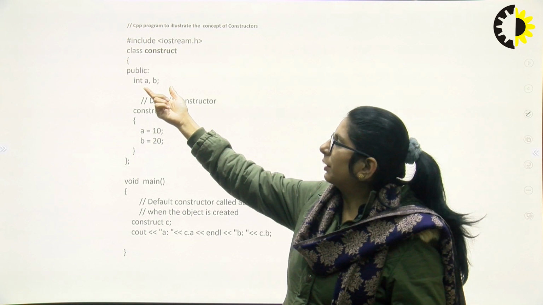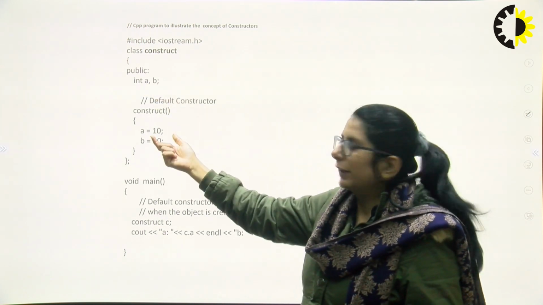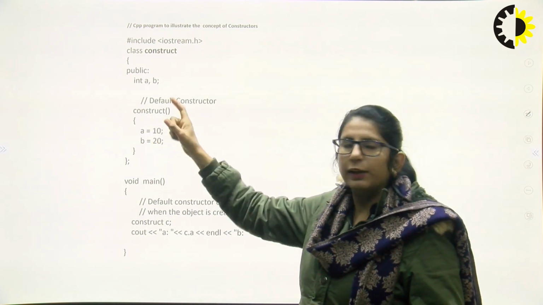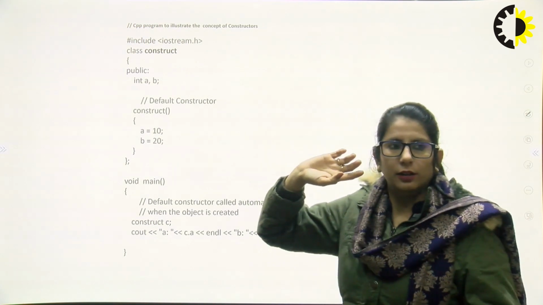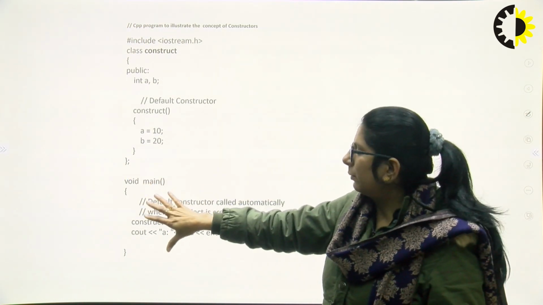It is having the two data members A and B. Whatever data members it specifies, we are getting its values in the constructor, and it will get called automatically when we create the object of that class. Now see, when this class gets terminated, we have our main method.